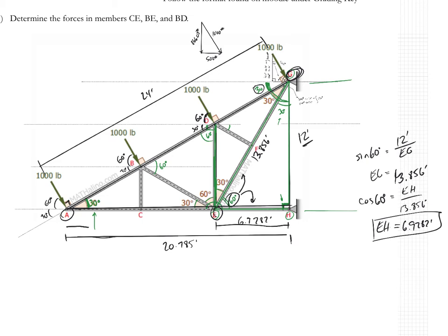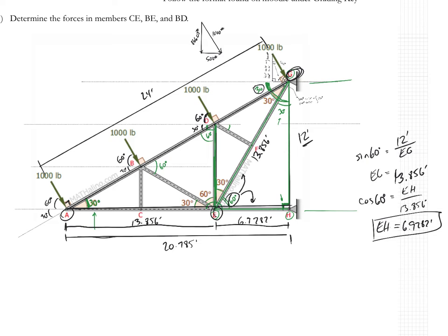That means this distance right here is going to be 20.785 minus that 6.9 whatever, and so we're left with 13.856 feet. Which is pretty cool.